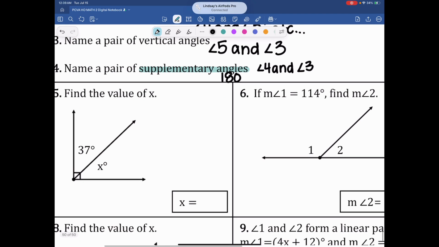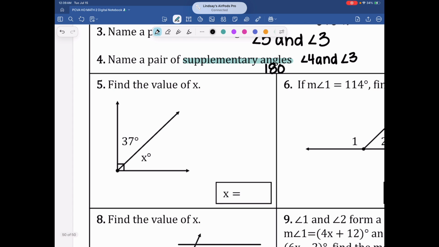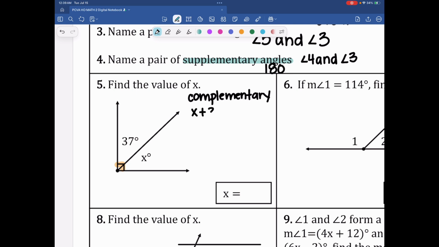All right, so we're going to look at some examples here. If we go to number 5, it says find the value of x. The first thing I notice about this example is that I have that right angle mark. That tells me that these two angles together equal 90 degrees, so they're complementary. If they're complementary, that means that they are also adjacent because they share a side. So I know that x plus 37 equals 90 degrees. Therefore, I know that x has to equal 53. So x is equal to 53 degrees.